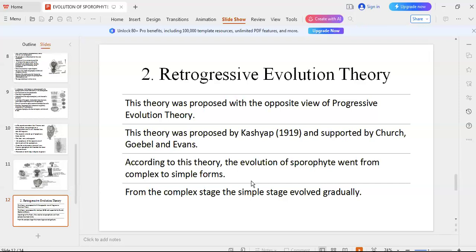Okay, so the progressive theory was proposed by Bower in the year 1908 and supported by Cavers and Campbell. But the retrogressive theory was proposed by Kashyap in the year 1919 and supported by Church, Goebel and Evans. Okay, three scientists: Church, Goebel and Evans. According to this theory, the evolution of sporophyte went from complex to simple forms. So in the progressive theory, what did we observe? Simple to complex. Very good. So same in this retrogressive theory, the evolution of sporophyte went from complex to simple forms. Okay, opposite view. So from this complex stage, the simple stage evolved gradually.